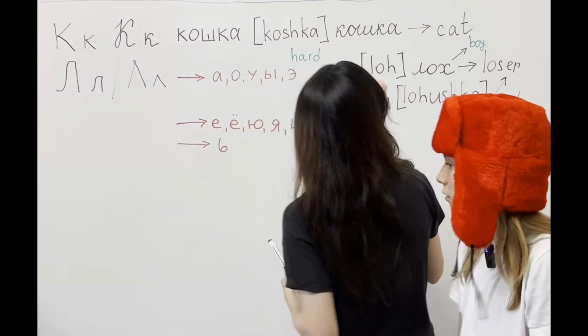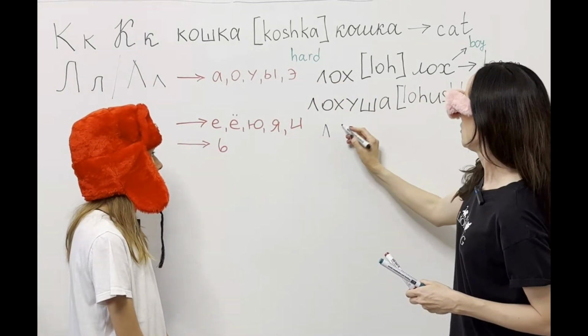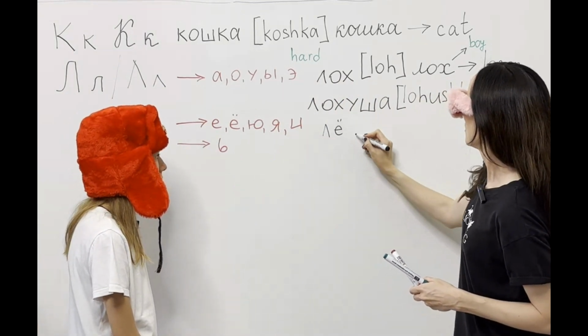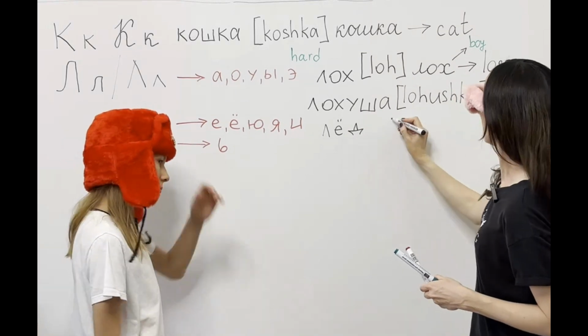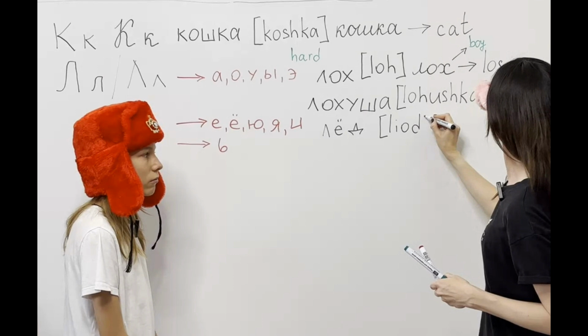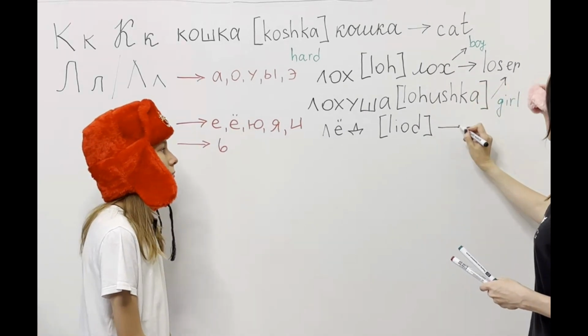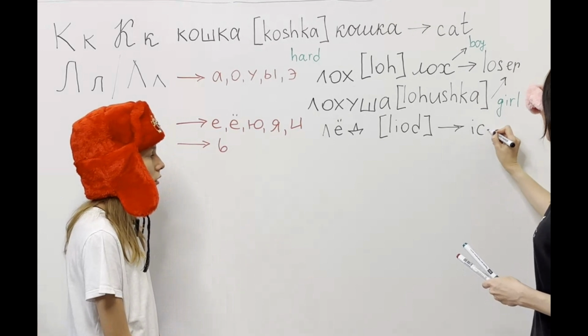These are examples. Лёд. The translation is ice.